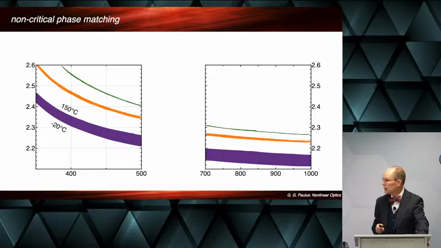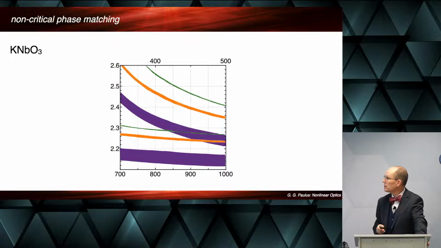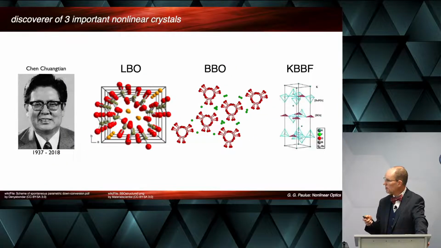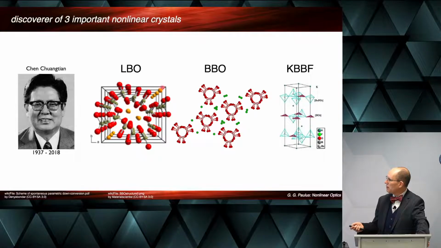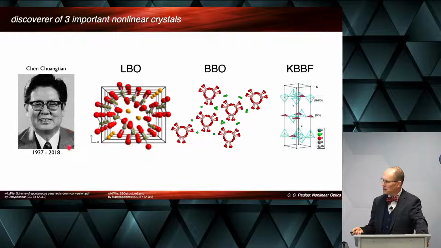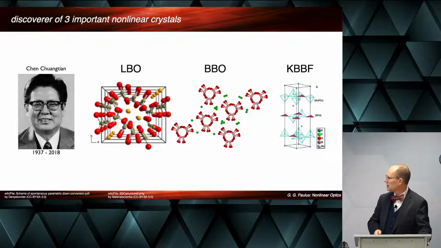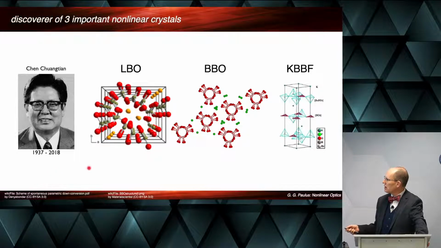So one thing now on non-critical phase matching, we mentioned that last time already. What I would like to introduce here is a famous person, and actually I think he should be more famous, he's hardly mentioned in nonlinear optics textbooks, but he is the inventor or discoverer of a few important nonlinear crystals, most notably BBO, which is a very efficient nonlinear crystal, and also LBO, which is an important crystal for non-critical phase matching, right?